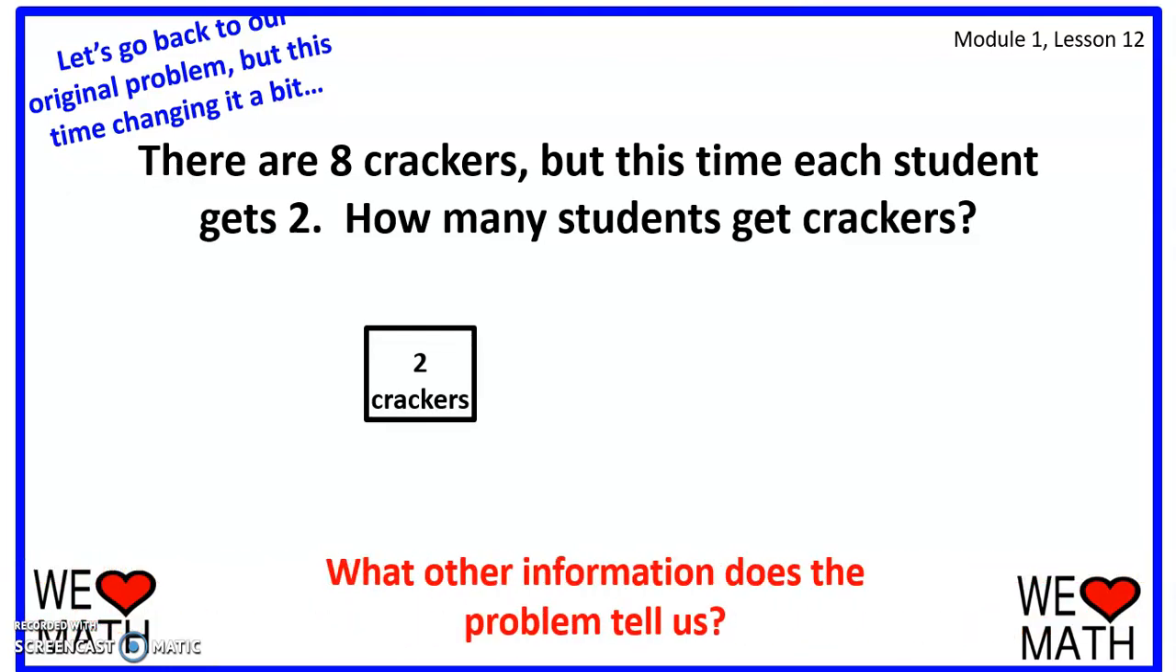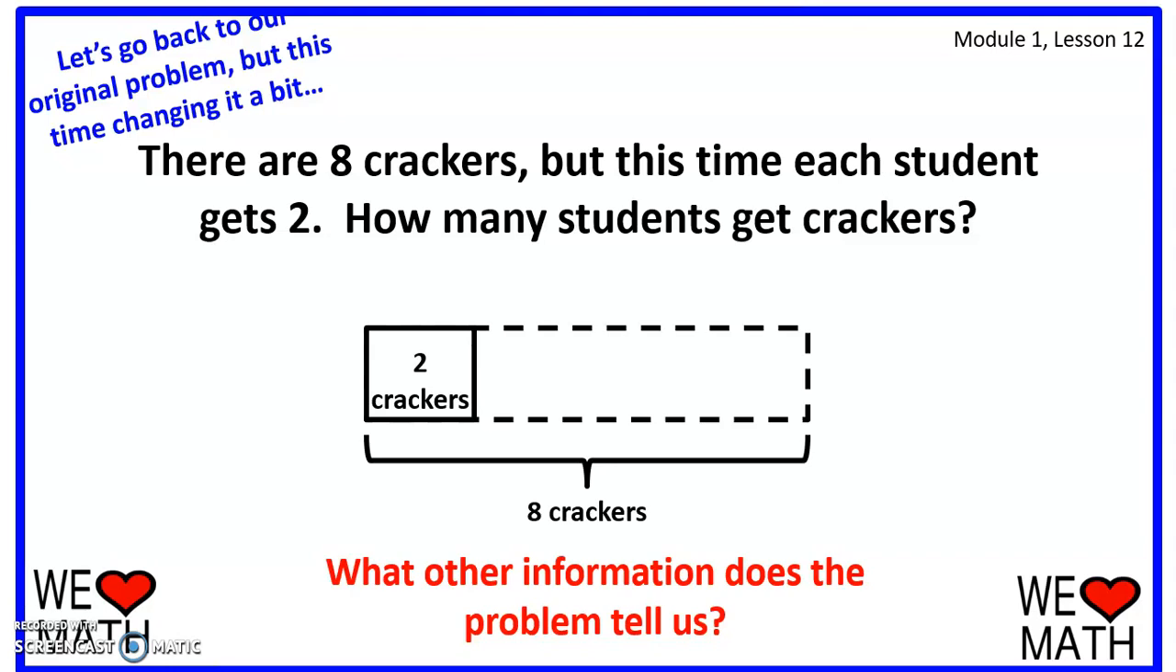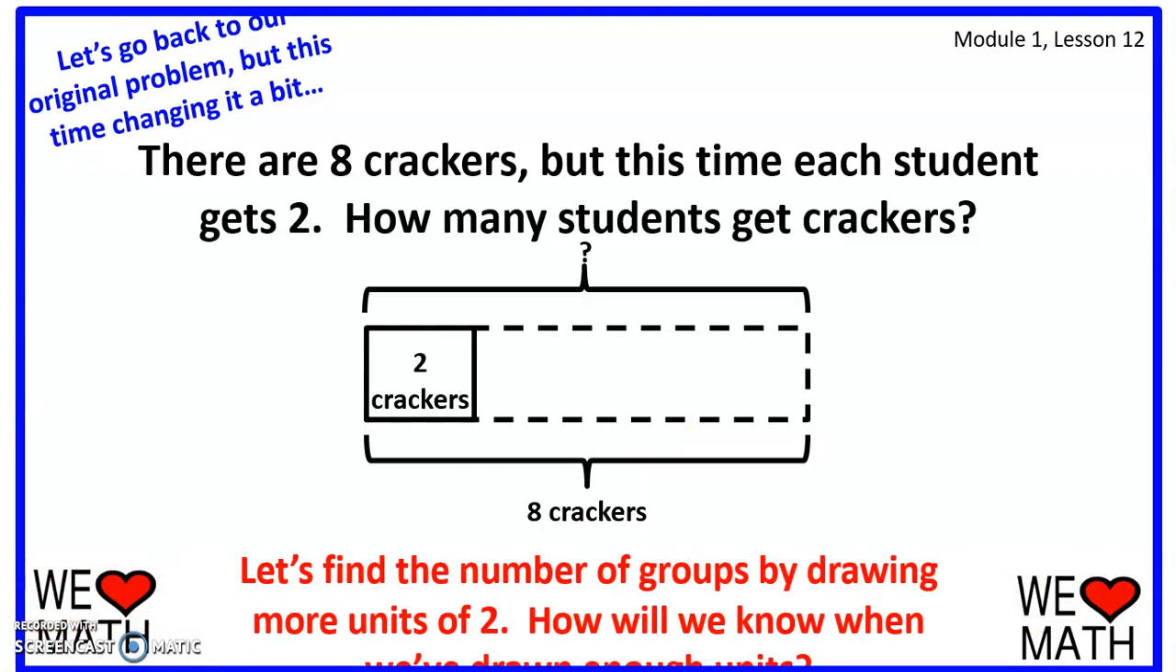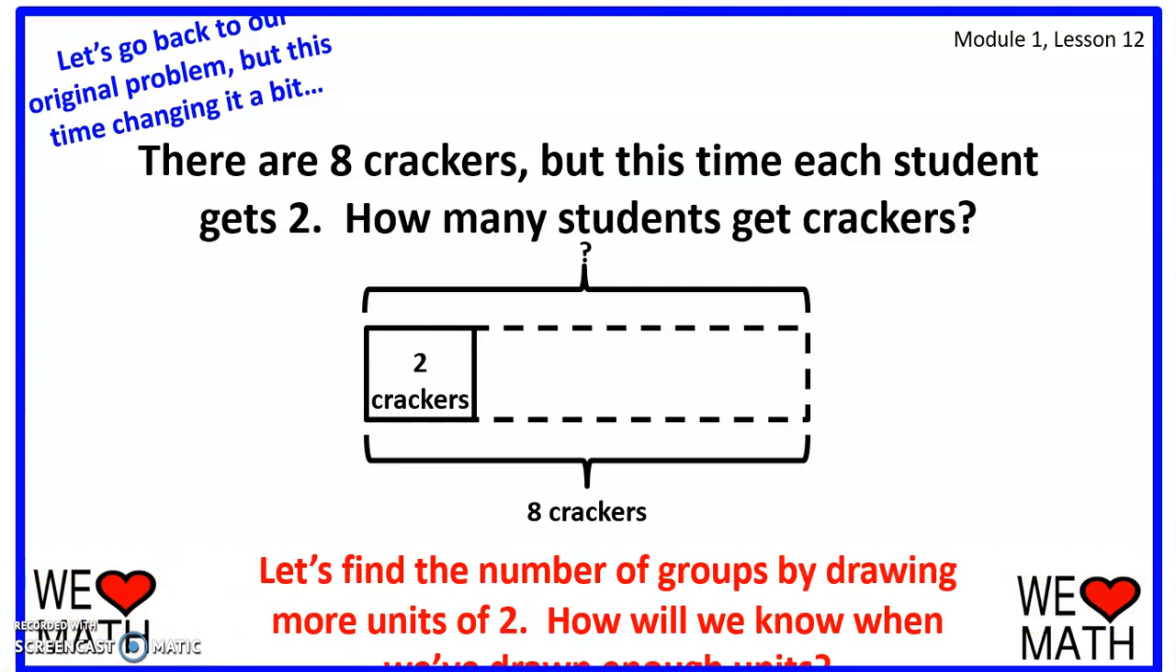What other information does the problem tell us? Total of 8 crackers. Now notice that these dotted lines were drawn to show the whole diagram. Now what is the unknown? The unknown is the number of groups. So let's find the groups by drawing 2 more units.